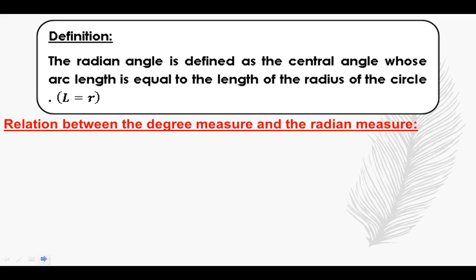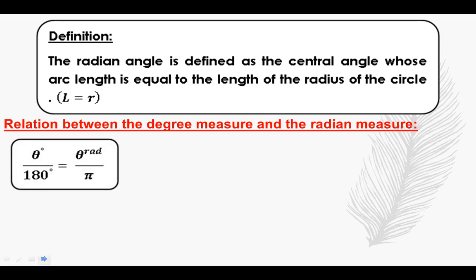The relation between the degree measure and the radian measure. There is a relation between the degree measure and the radian measure given by the rule: theta degree over 180 equals theta radian over pi. Here pi is 22 over 7 or pi equals 3.14. Very important remarks.